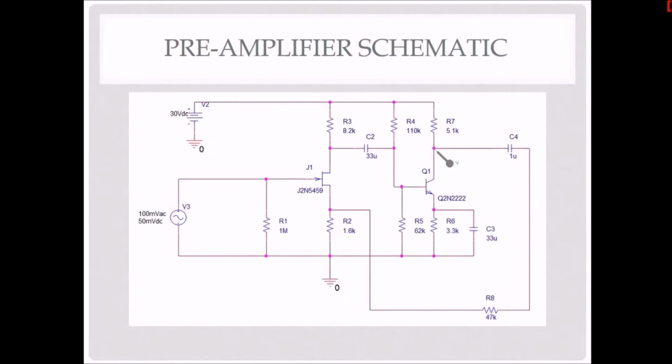This is the schematic for our preamplifier. The output is on the right after the C4 capacitor. The values that we calculated here will be covered in a minute.